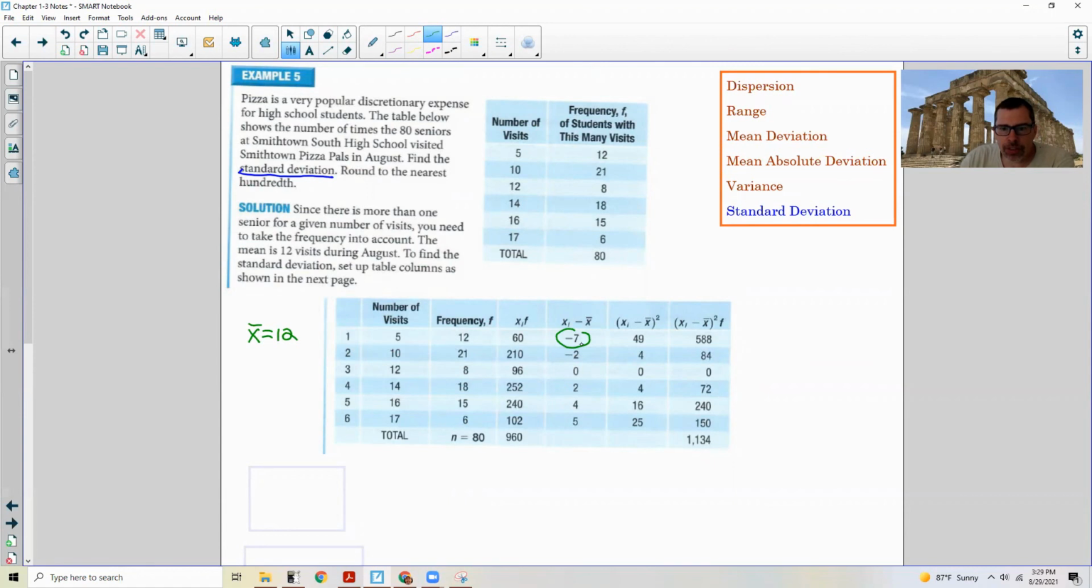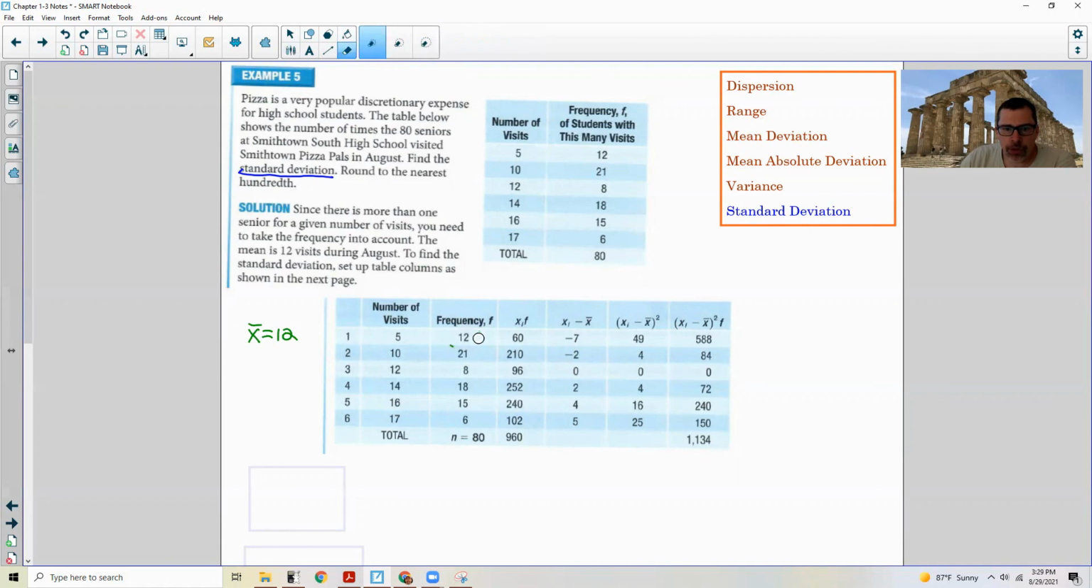So this column here is the difference between the number of visits and the average number of visits. Then they square them. -7 squared is 49. -2 squared is 4. 0 squared, 2 squared, 4 squared, 5 squared. Then we're going to multiply that squared by the frequency, 12. 12 times 49, 588. 21 times 4, 84. 8 times 0, 0, and so on.